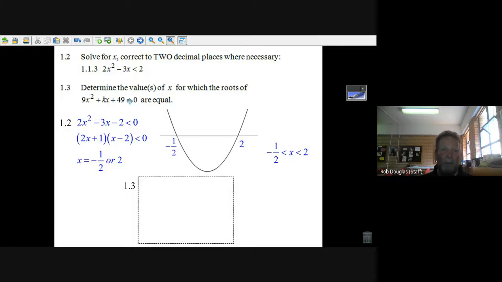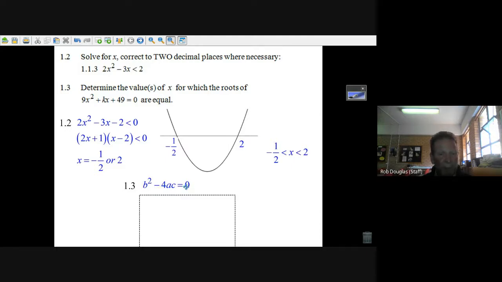The next question: determine the values of k for which the roots of this quadratic equation are equal. Whenever they say determine the nature of the roots, or when they're equal, it's always this thing called the discriminant. So you go b squared minus 4ac, and what will make the roots equal? When that part of the quadratic formula is 0. You'll be plussing and minusing 0, and that'll make the roots equal.